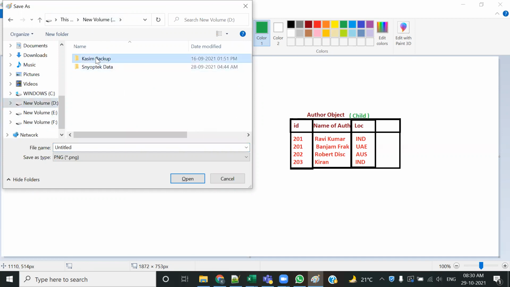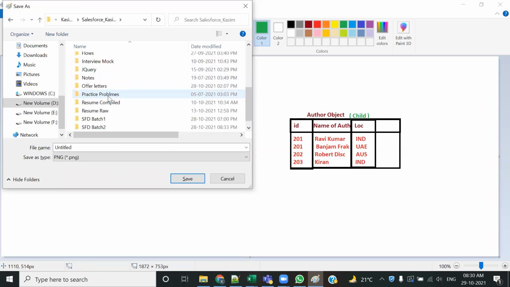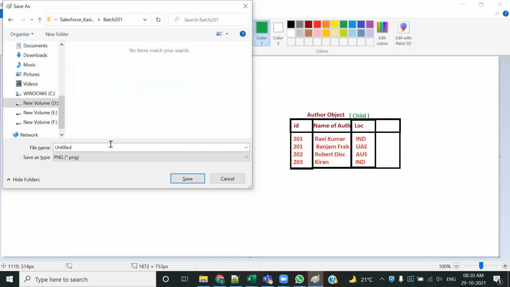let me save it inside your drive so that I could share it with you today. So you store it into your folder. Relationship.